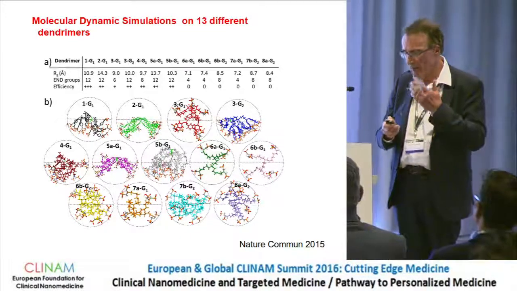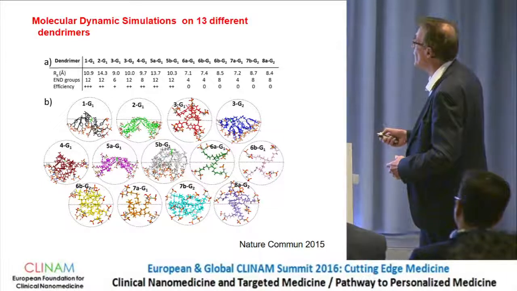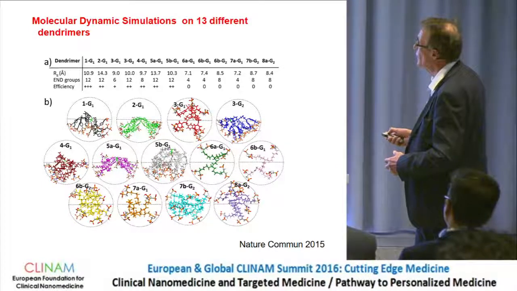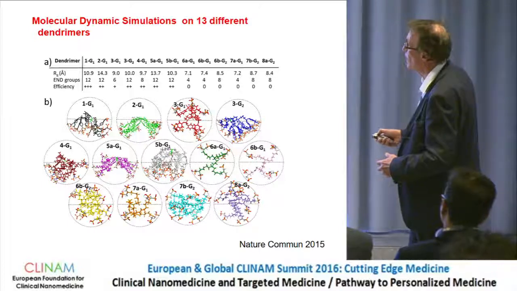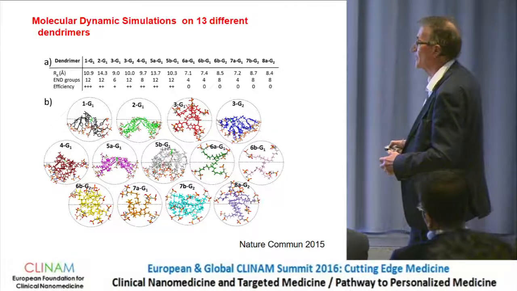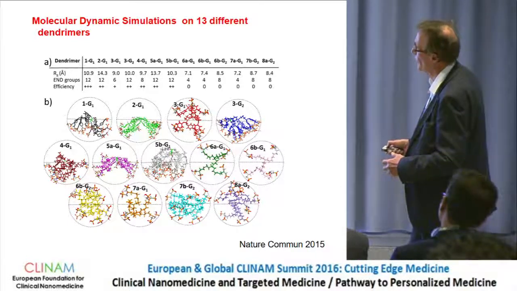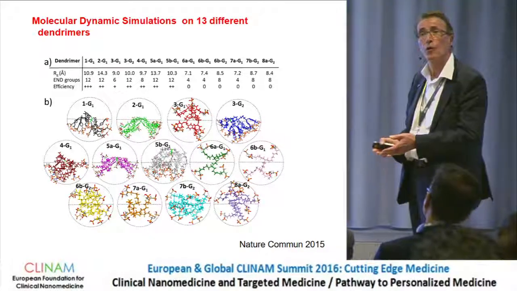When you have active dendrimers, for example here and here, you can see that they occupy a half sphere, and all the terminal groups are in one direction. When you have a non-active dendrimer, it occupies a full sphere, and the active species on the surface are spread out over the whole surface.